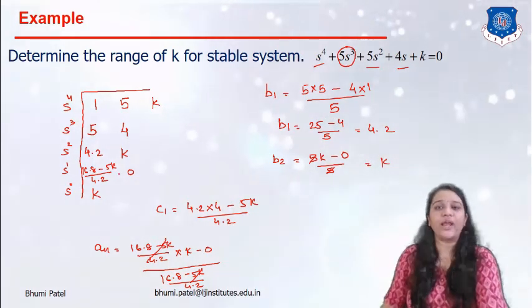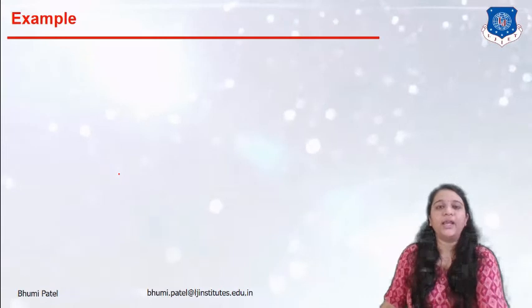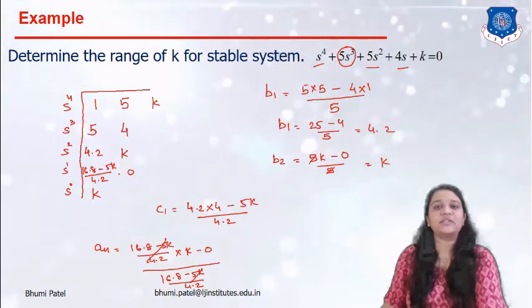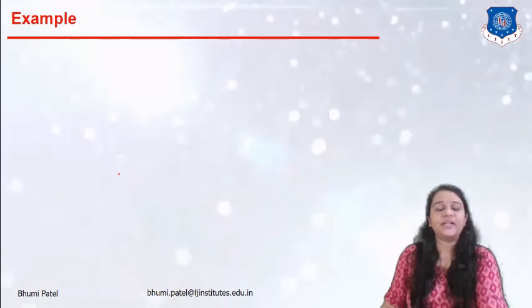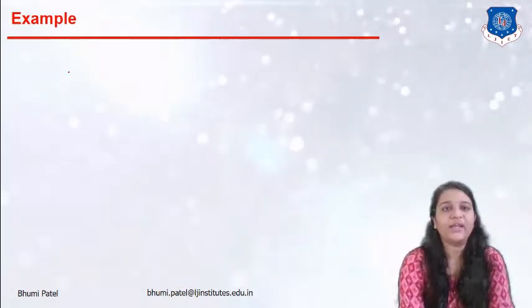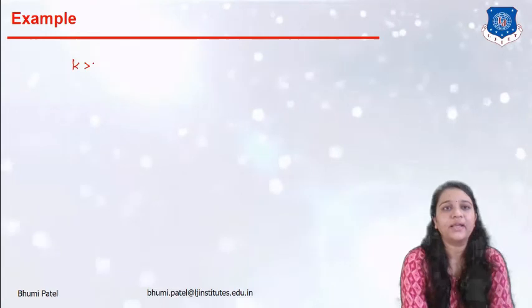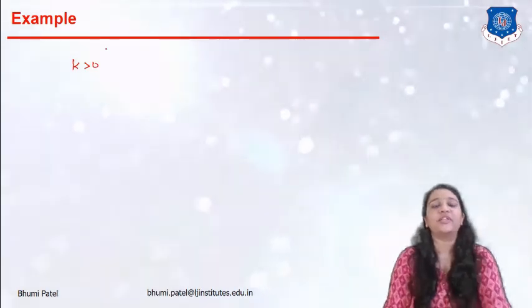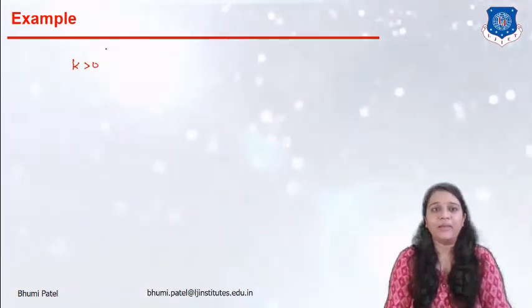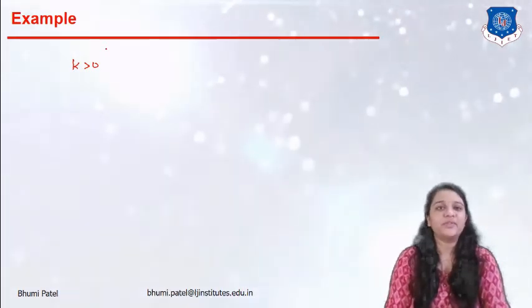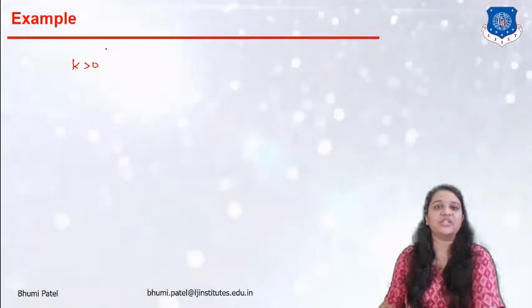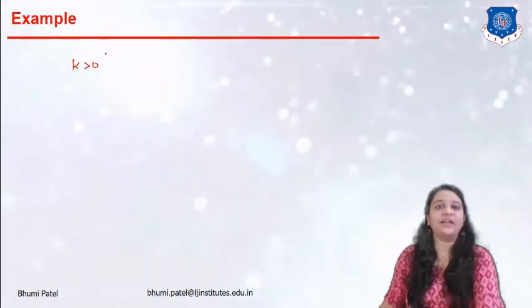Now we have to find the value of k at which the system is stable. So first of all, in the s raised to 0 row, the value is k, so k greater than 0. For stability, all the roots are in the left hand side. That's why this type of system is known as a stable system. So the first condition is k greater than 0.